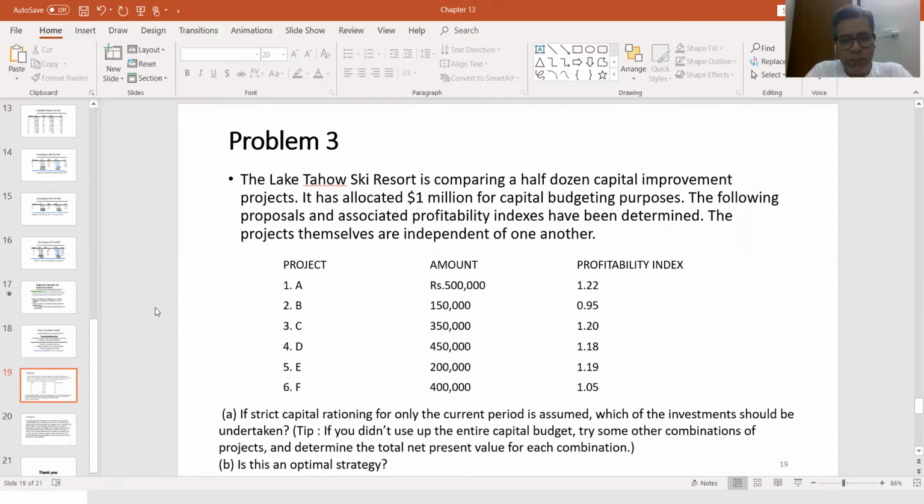So it means that the company needs to look at all the projects, because all the projects are capable and their profitability indexes are close to each other: 1.22, 1.20, 1.18, 1.19.